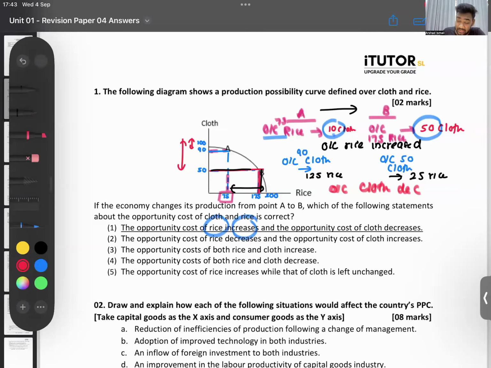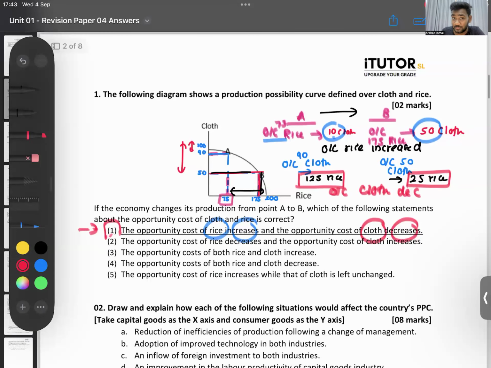And then the opportunity cost of cloth. So earlier the opportunity cost of cloth was 125 rice. Now it is only 25 rice. So the opportunity cost of cloth has decreased. Not 2, it is the other way around. If you're going from, let's say, B to A, then you can say 2.